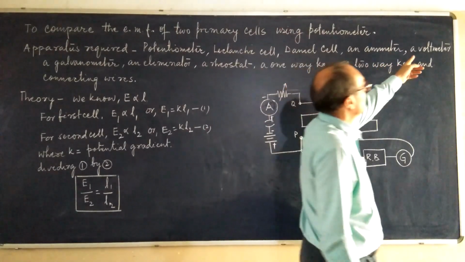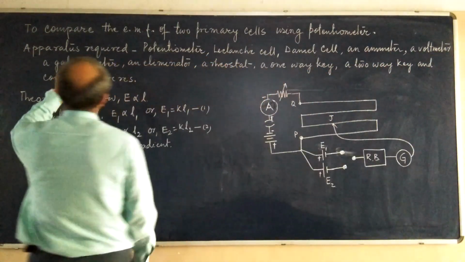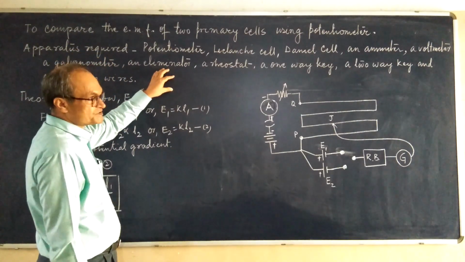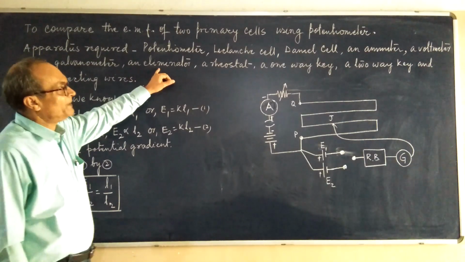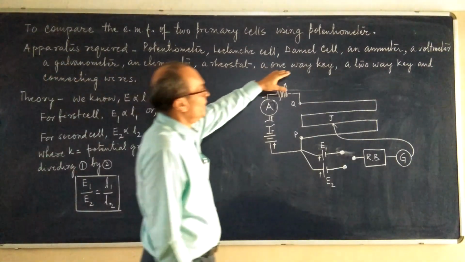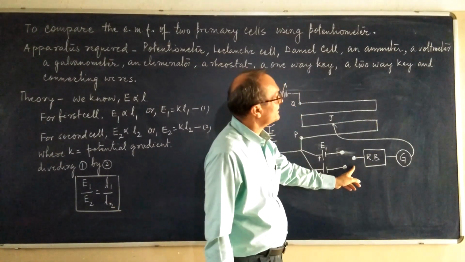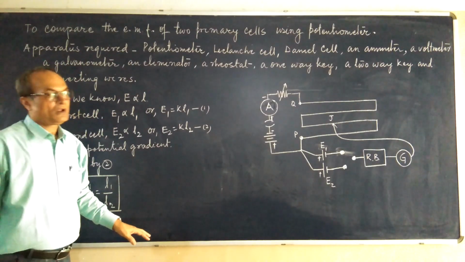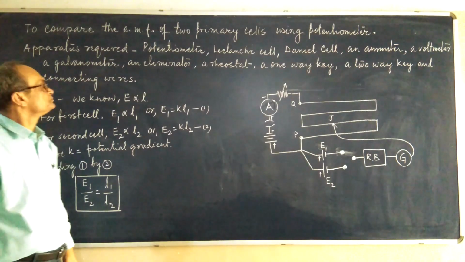An ammeter, a voltmeter, a rheostat, a galvanometer, and an eliminator. This is the power source. In place of the eliminator, we can use a battery also. A one-way key, a two-way key, and the connecting wires. For this experiment, we should know the theory.